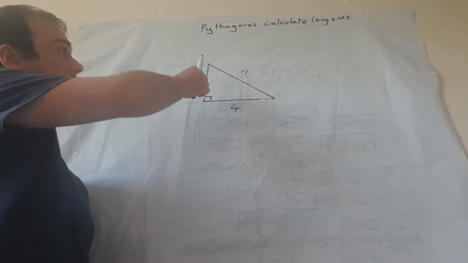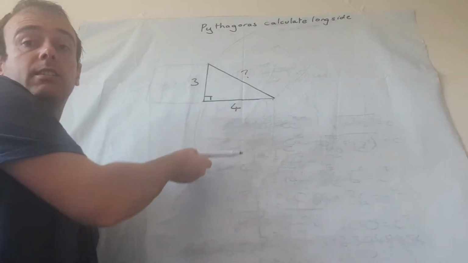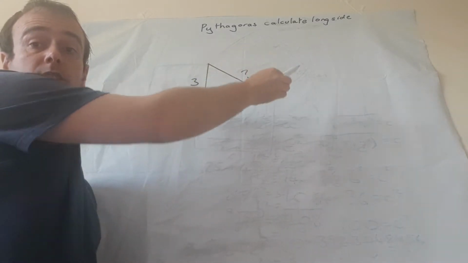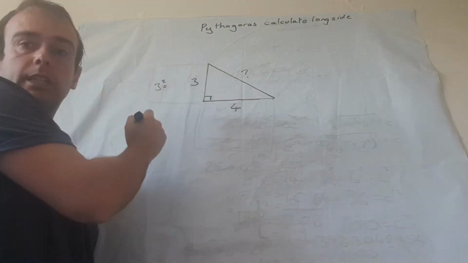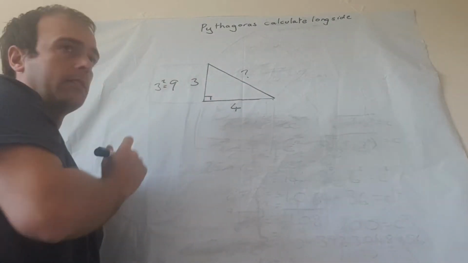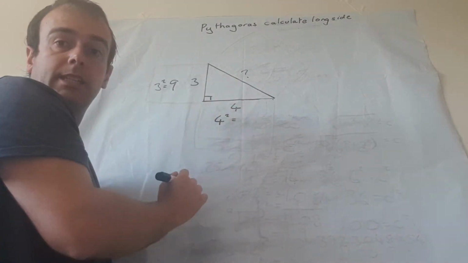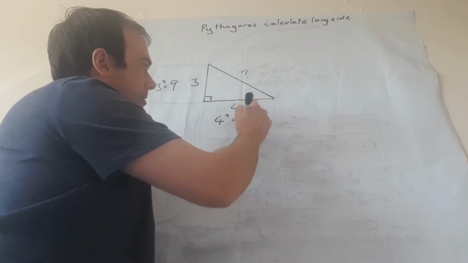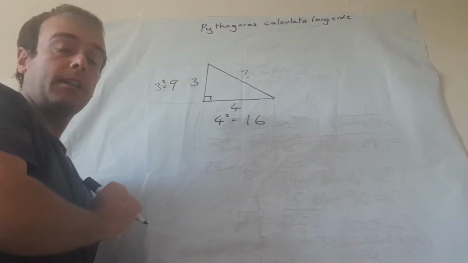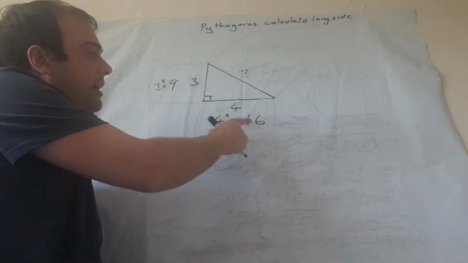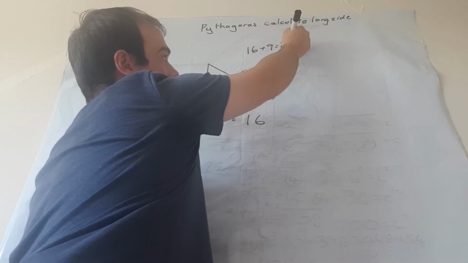The introduction says that this side squared add this side squared is equal to this side squared. So I'm going to do 3 squared, which is 9, because 3 times 3 is 9. I'm going to do 4 times 4, or 4 squared, which is 16. So now we have the two areas of these squares that we were drawing onto the sides of our triangle. And so we add them together. 16 add 9 equals 25.